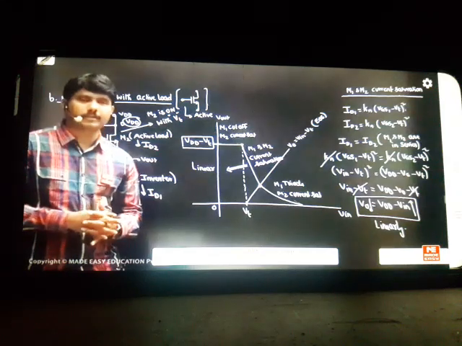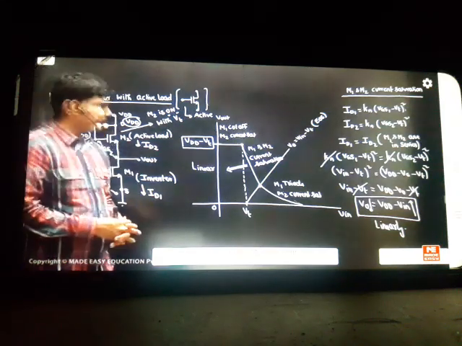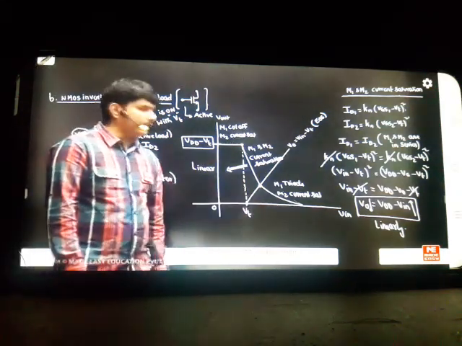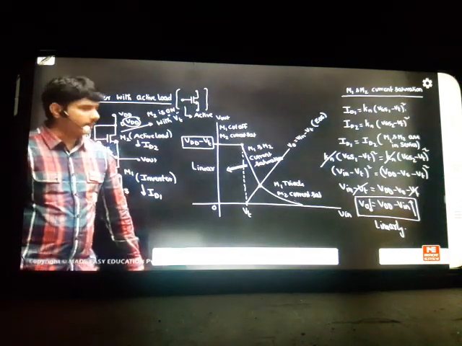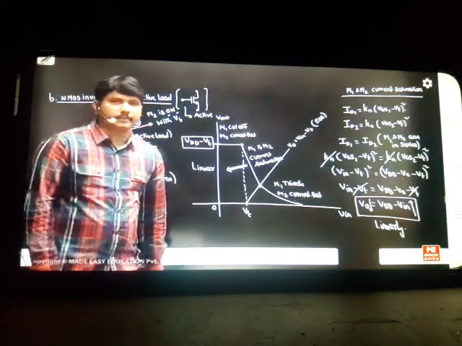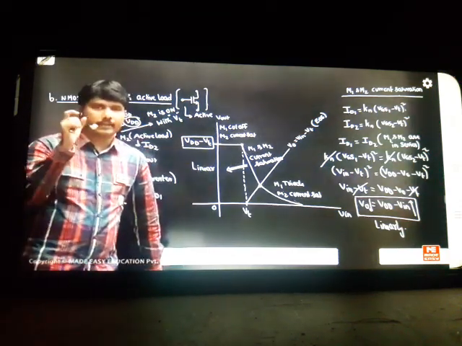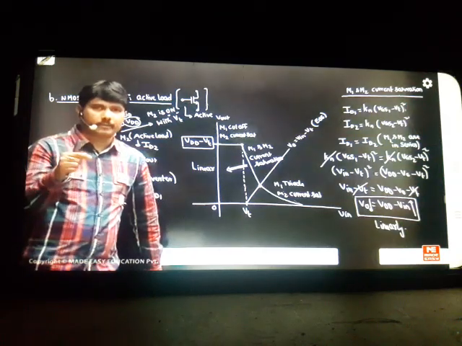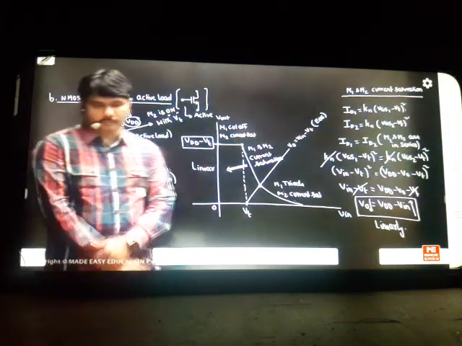I'm writing the drawbacks. The first drawback is this linear line has to fall at the center VDD by 2, but it's not falling. The second point is it has to get the highest value VDD, but it's not coming. VDD minus VT is coming because the active load has a threshold voltage when it is in on condition. So we have to subtract the threshold voltage to get the output voltage V naught. So these are the two basic drawbacks.